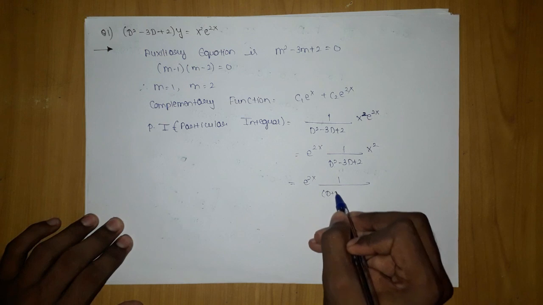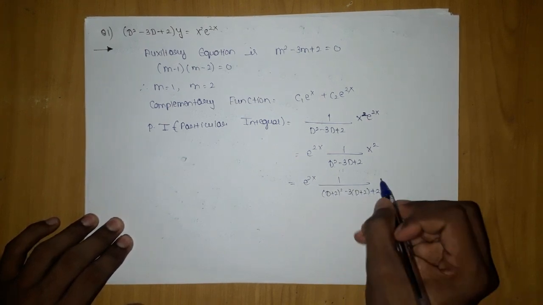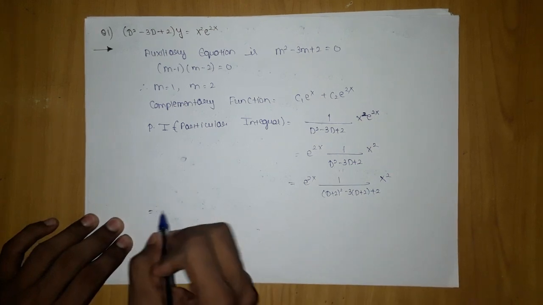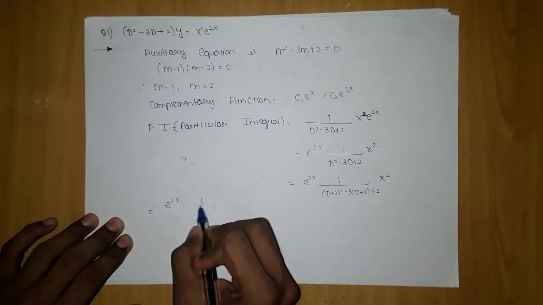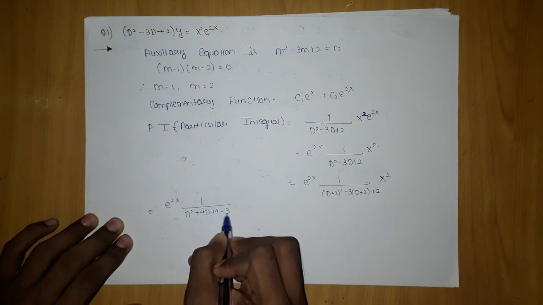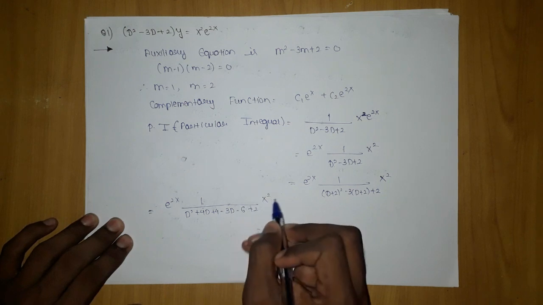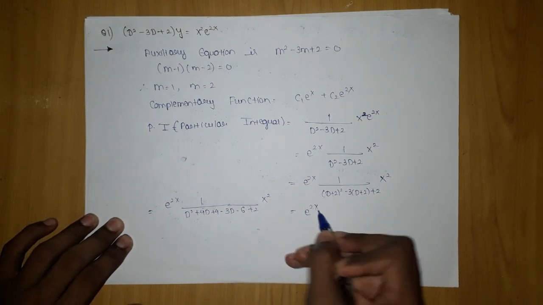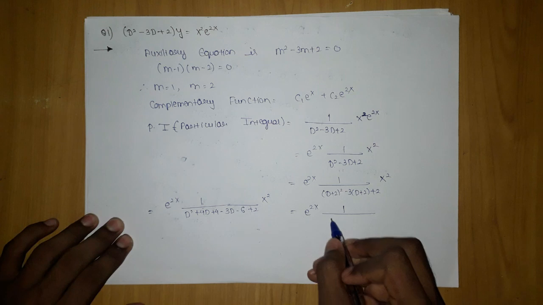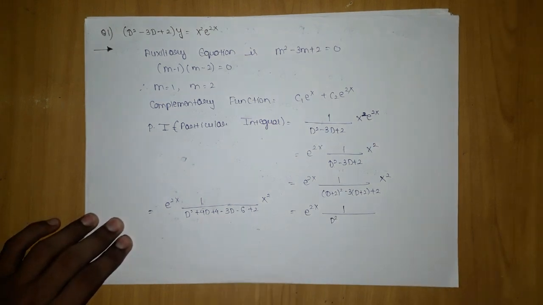Here (D plus 2) the whole squared minus 3(D plus 2) plus 2 into x^2. So if we do this, we are going to be left with 1 by D^2 plus 4D plus 4 minus 3D minus 6 plus 2 into x^2. After this it will be e^(2x) 1 by D^2 plus 4D minus 3D will become plus 1D, and here plus 4 minus 6 plus 2 will become 0.